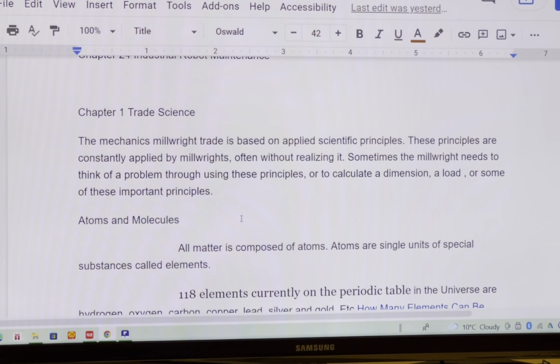The mechanical millwright trade is based on applied scientific principles. These principles are constantly applied by the millwrights, often without realizing it. Sometimes the millwright needs to think of the problem through using these principles, or to calculate dimensions, a load, or some of these important principles.